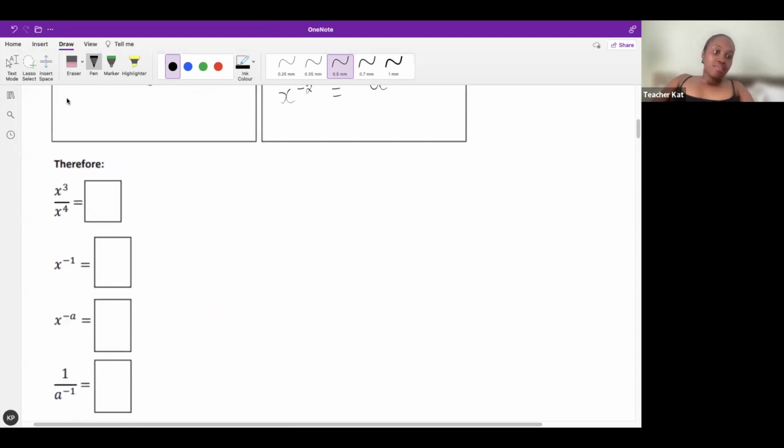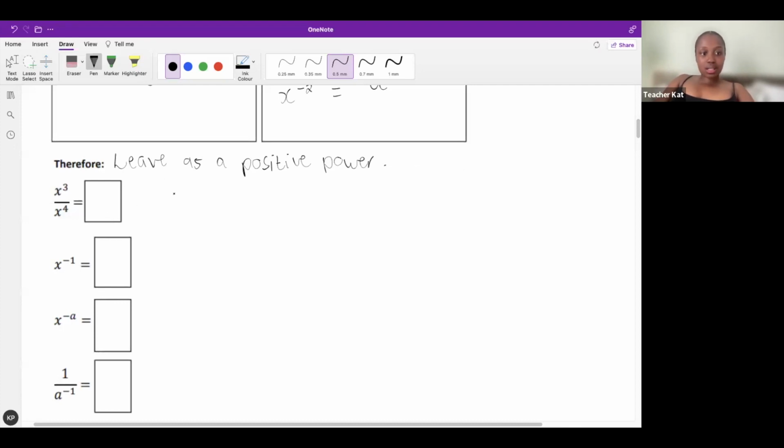Okay, so here I have x cubed divided by x to the power of 4. What is my answer for this? Whichever method you use, remember from now on, we're going to leave it as a positive power. Okay, nice. That is 1 over x.